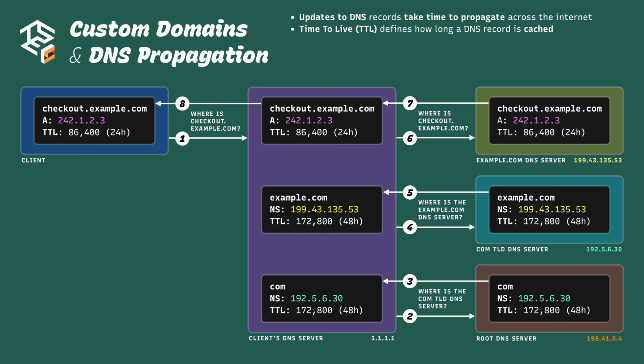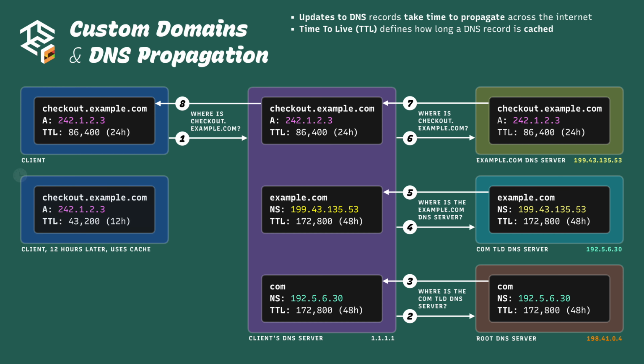Let's talk more about those TTL values. Note that the DNS records shown here have a mix of 24-hour and 48-hour TTLs. Those TTL values define how long the DNS records should be kept in a local cache before being considered out of date. As a result, both the client and its DNS server will keep the checkout.example.com DNS record cached for 24 hours from the time they receive it.